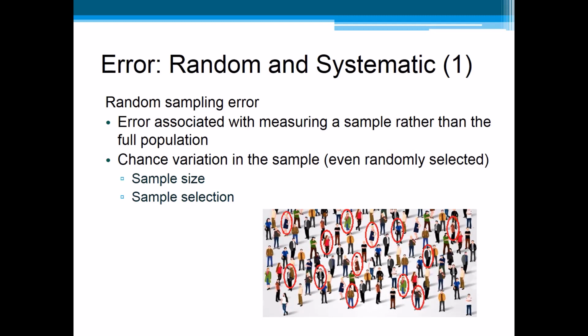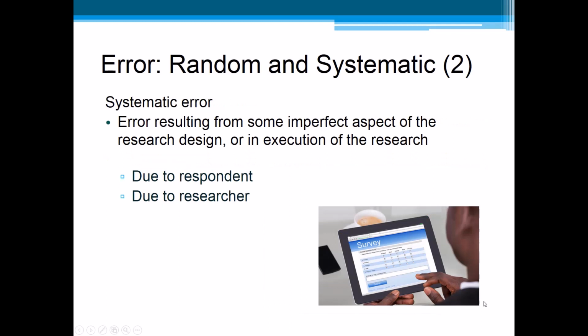So random sampling error will come into play when we talk about our data analysis, but that's always going to be present whenever we collect data from a sample. The other type of error that we need to be aware of is what we call systematic error, and this is a little bit more problematic. So this is error associated with what we're doing as a researcher that's incorrect, or the way in which our respondents are providing their responses. So if they're using some sort of bias.